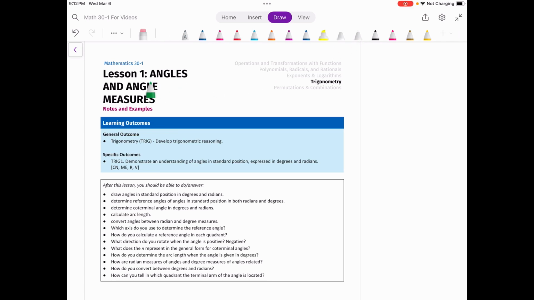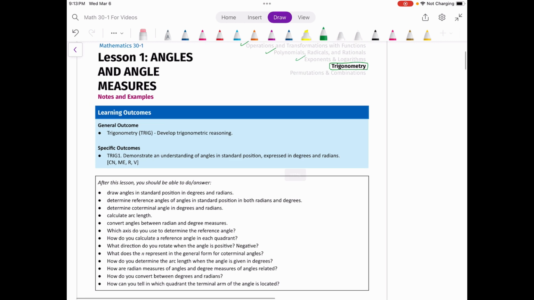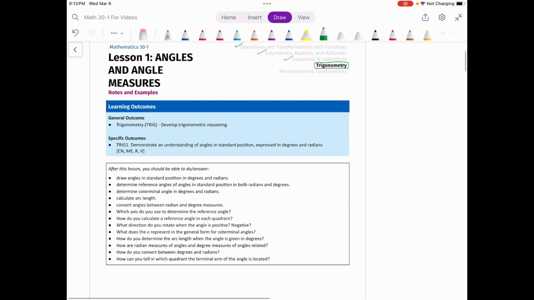Alrighty, folks. So moving along here now into, believe it or not, our second last unit, trigonometry. So 3 units done, 2 more to go. We're going to start trigonometry in this lesson here. It's a longer unit. There's 5 lessons in it. But yeah, we'll get a start on it here.